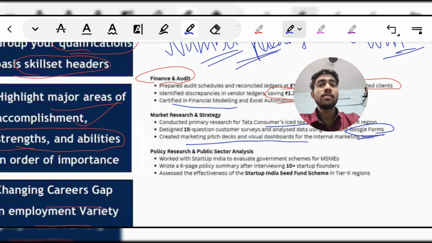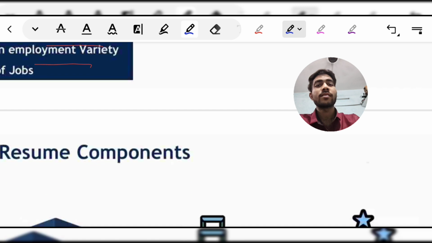Suppose a guy is working as an intern in public research and public sector analysis. They work with startups on government schemes for MSMEs, and they work on the sixth phase of the resume assessing the effectiveness of Startup India and the speed of fundamental schemes in tier two regions.